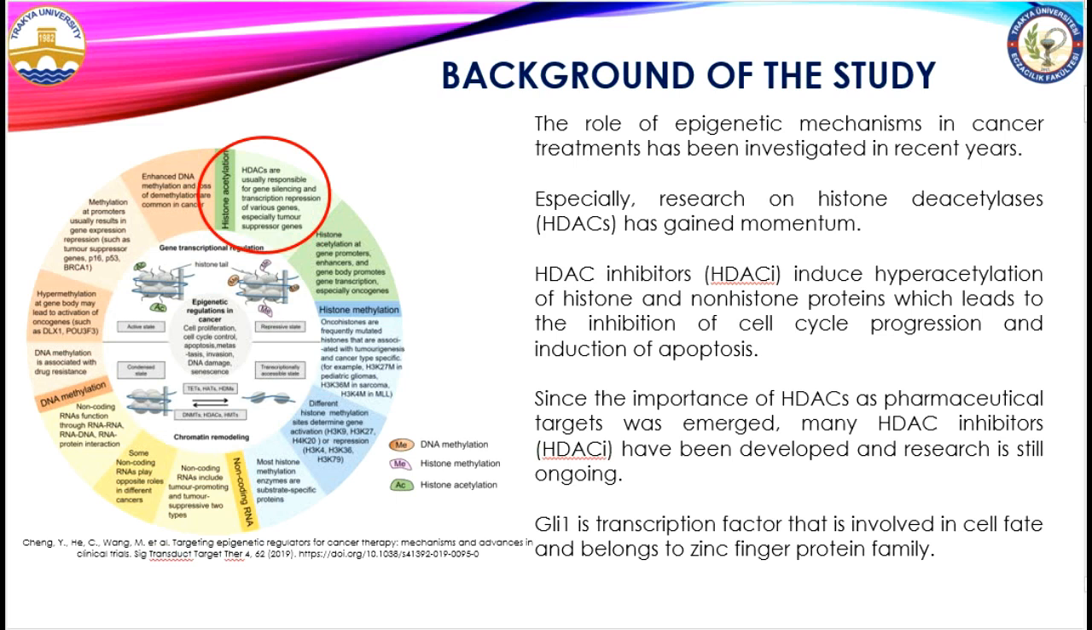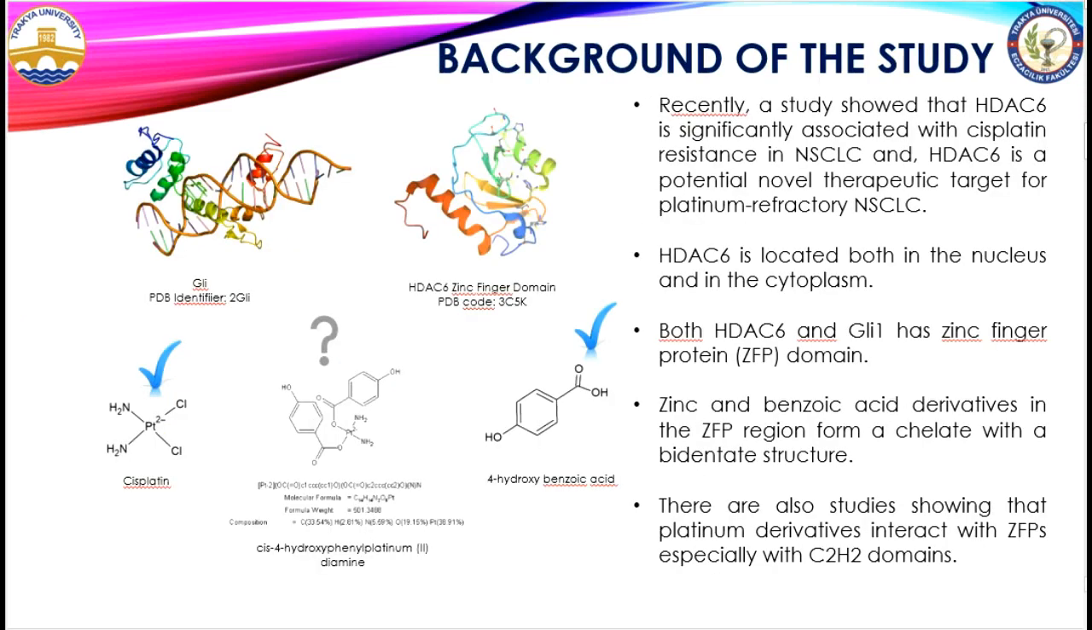GLI1 is a transcription factor that is involved in cell phase as well and belongs to the zinc finger protein family. Recently, a study showed that histone deacetylase 6 is significantly associated with platinum resistance in non-small cell lung cancer, and it is a potential novel therapeutic target for platinum refractory non-small cell lung cancer. It is located both in the nucleus and the cytoplasm, belongs to the 2B class, and is dependent on zinc ion. Both histone deacetylase 6 and GLI1 have a zinc finger protein domain.